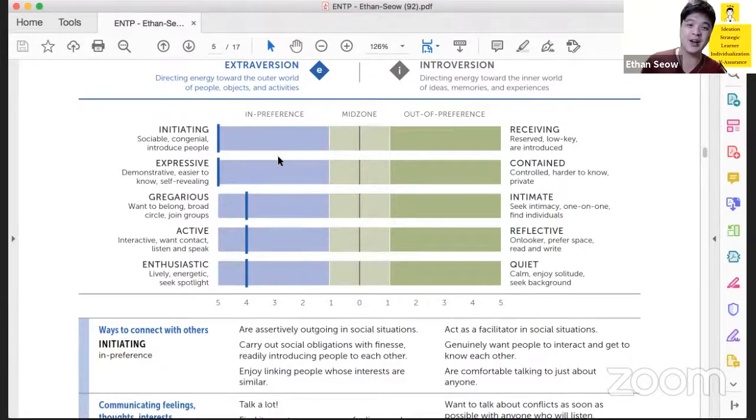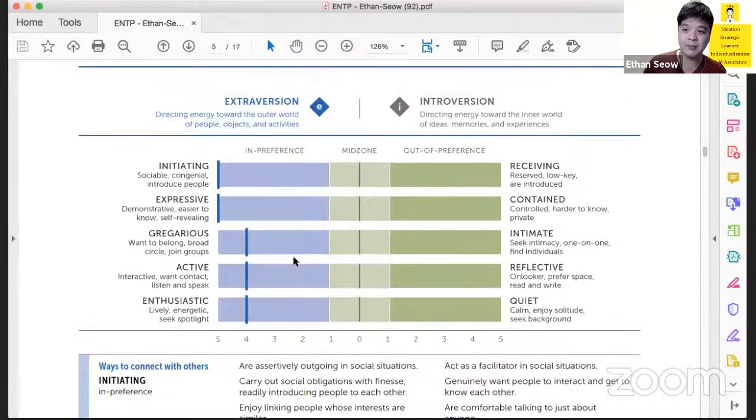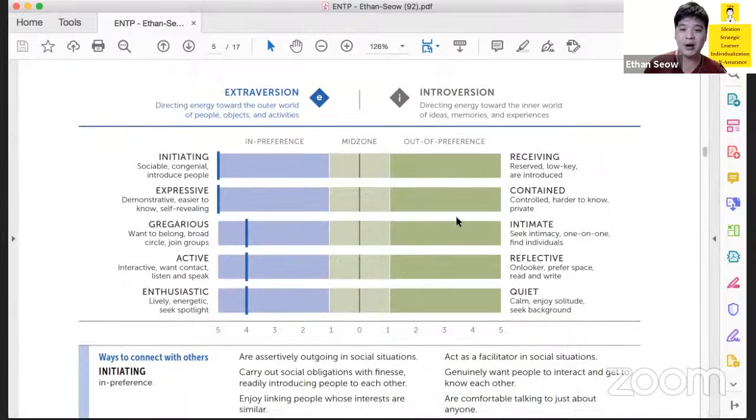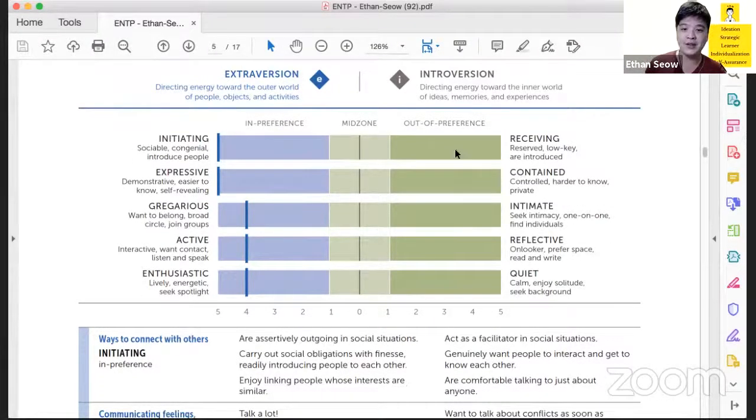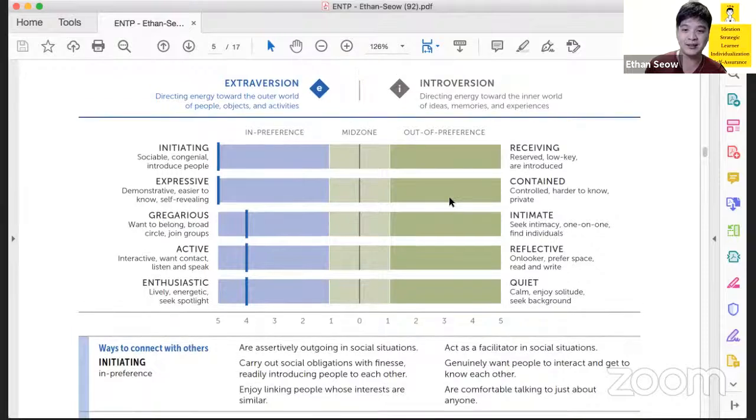If you see my results right now, in extroversion, it is really where we initiate with other people, whether we want to express more or control and be more private about what we're talking about. Gregarious, like he says. Okay, so what happens is that in Step 2, a lot of these elements are about how in preference or out of preference it is.